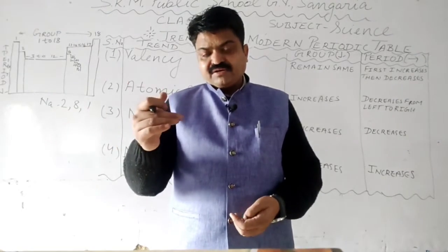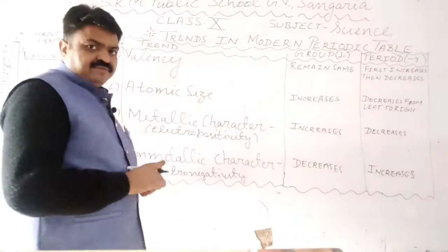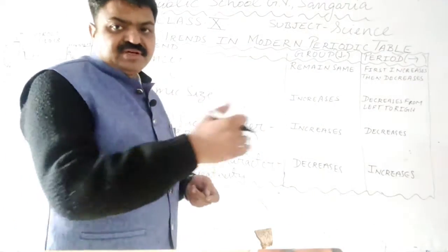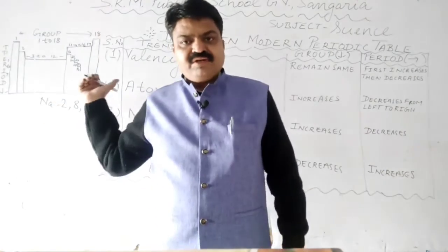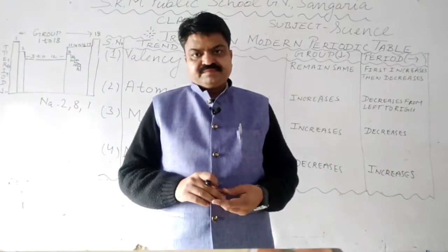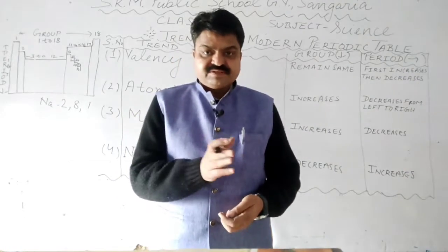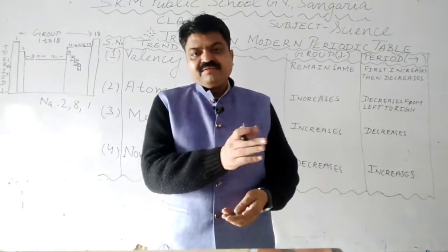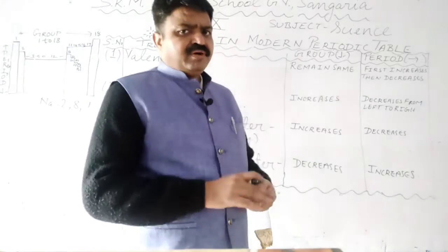Valency means the electrons that are found in the outermost shell, and those electrons determine the valency. So what is the valency of sodium? You can easily know it is 1. And this valency changes from element to element in the modern periodic table. And how can we know about it?